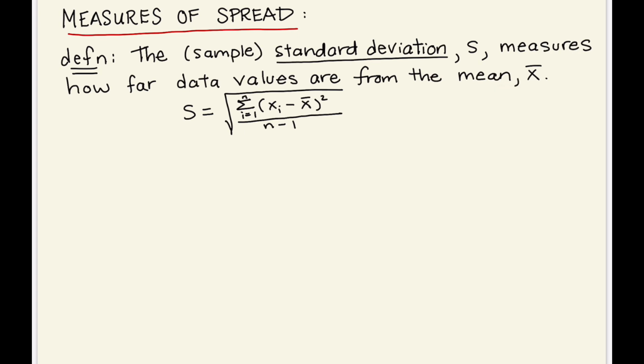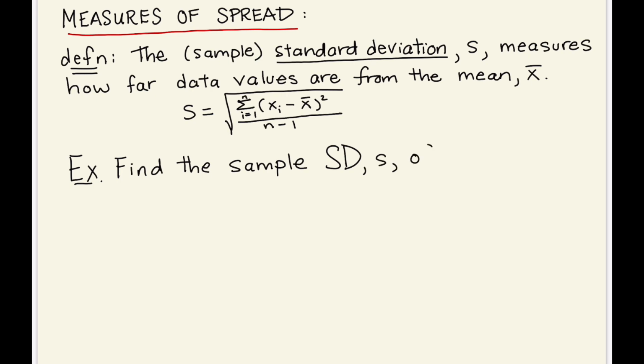So the first thing I'm going to do is an example just to show you how the sample standard deviation is calculated. So let's find the sample standard deviation, and I'm just going to use SD for standard deviation, of the data values -5, 0, 2, 3, and 10. So this is my data set, okay?